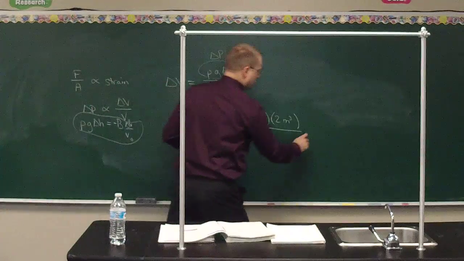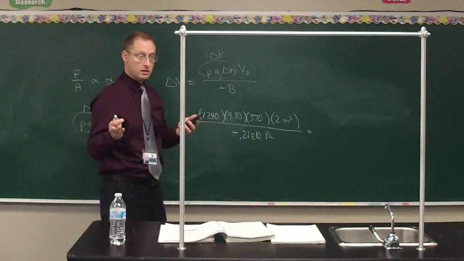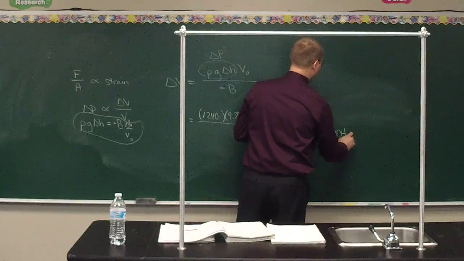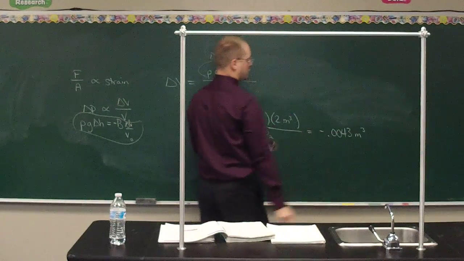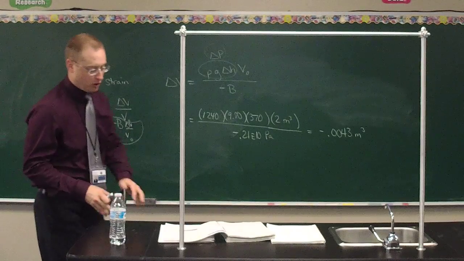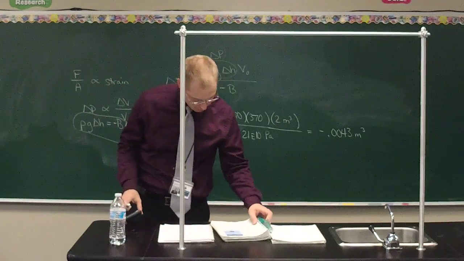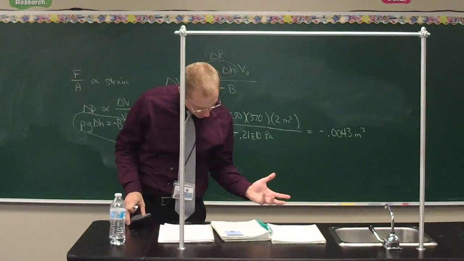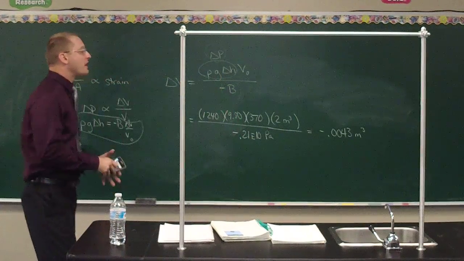And what do we get for the change in volume, class? Negative 4.3. Yeah, negative 0.0043 cubic meters. Not much compression at all. Did it say to find the new volume of the balloon, or did it just say to find the change in volume? It is to find the water balloon's change in volume. Okay? Very little change in volume.